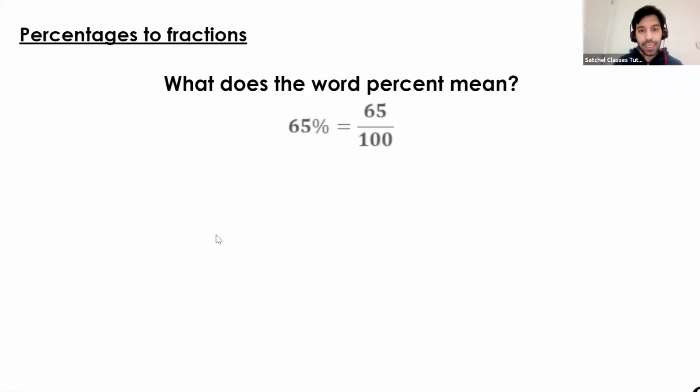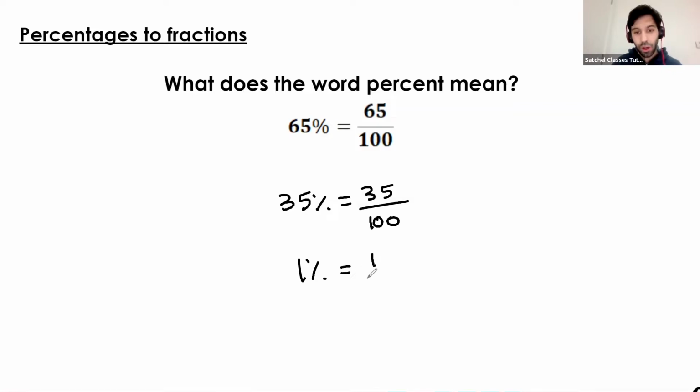So let's have a go at this problem here. So 65% simply means 65 per 100. So every percentage can be rewritten as a fraction out of 100. So even if I had, for instance, say 35%, that just means 35 per 100. Or if I had, say, 1%, that means 1 per 100. So the word percent means per 100. And this is how we can rewrite a percentage as a fraction.